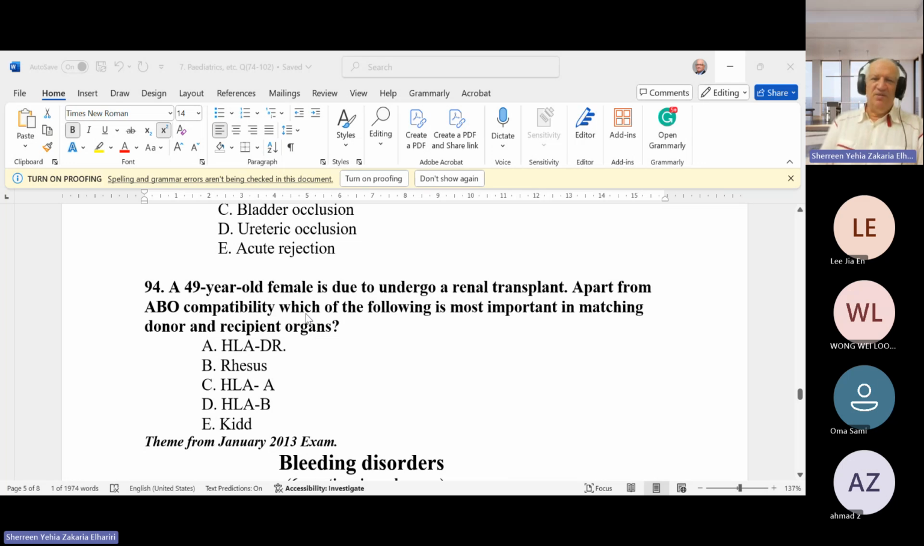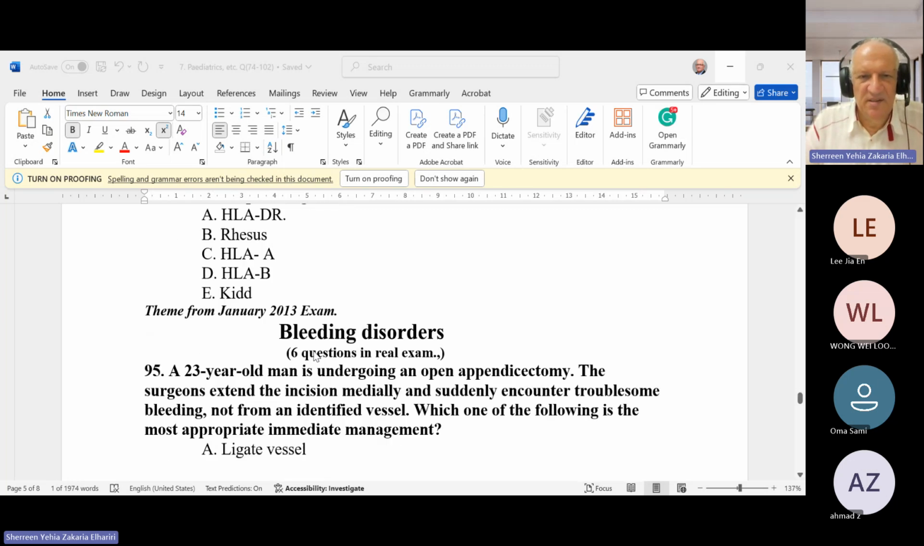A 49-year-old female is due to undergo renal transplantation. Apart from ABO compatibility, which of the following is most important in matching donor and recipient organ? So apart from ABO, what type of compatibility test do you need to do? Anyone? HLA-DR. HLA is the human leukocyte antigen. It was discovered in leukocytes, but is present in all cells, but still has the name HLA. Okay, so this is HLA-DR.